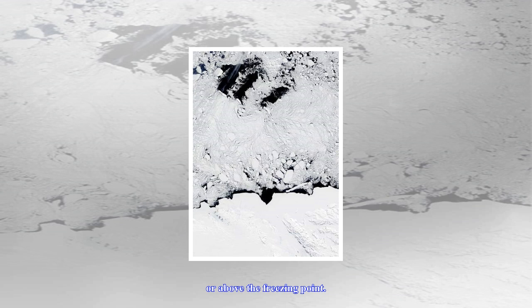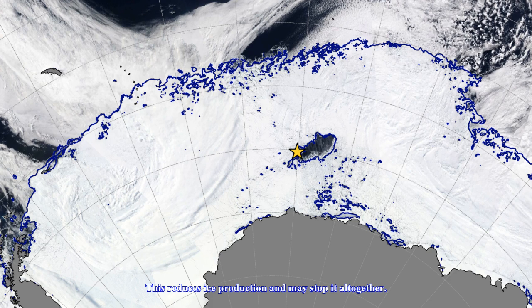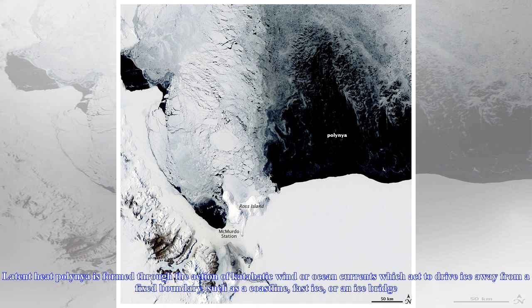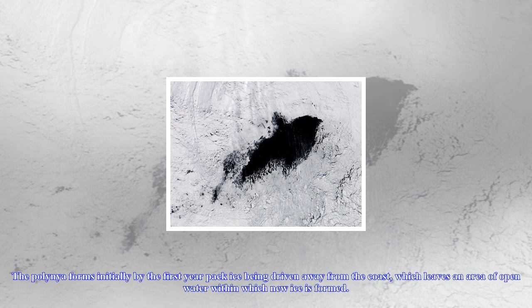Sensible heat polynya. This is thermodynamically driven, and typically occurs when warm water upwelling keeps the surface water temperature at or above the freezing point. This reduces ice production and may stop it altogether. Latent heat polynya is formed through the action of katabatic wind or ocean currents which act to drive ice away from a fixed boundary, such as a coastline, fast ice, or an ice bridge.